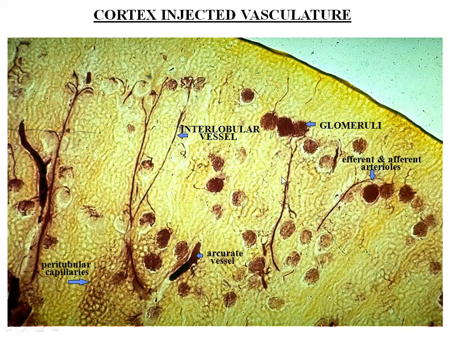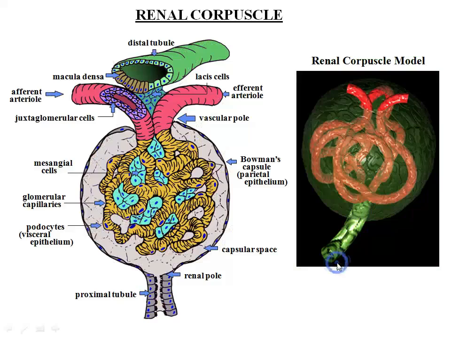Okay, and these are the major interlobular arteries and blood vessels, then arcuate vessels and the peritubular capillary network. So all these indicate the presence of glomeruli, which helps us to identify the glomeruli. And all this yellow color textured portion is the tubule system.